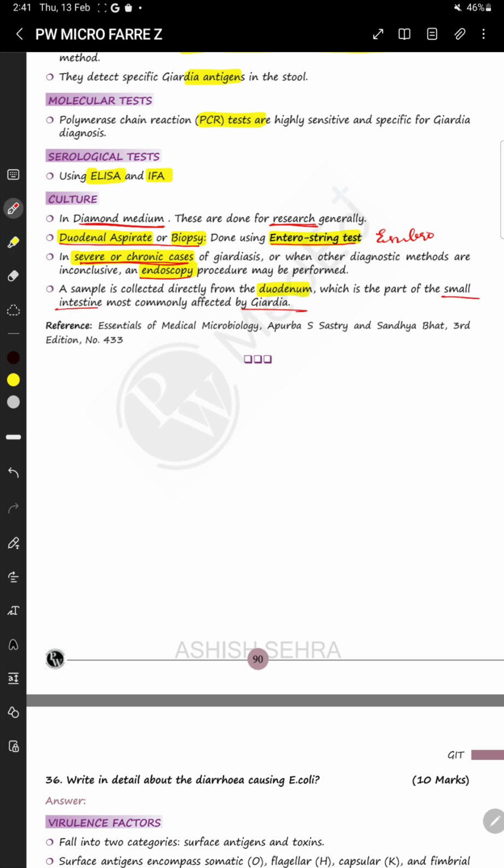Diamond's medium is done for research purposes. Duodenal aspirate or biopsy is done using the Entero-Test string test. In severe or chronic conditions, an endoscopy procedure may be performed, and a sample is directly collected from the duodenum, which is the part of the small intestine most commonly affected by giardia.